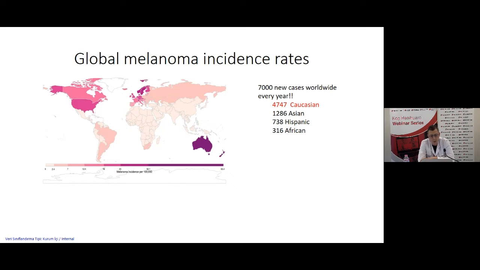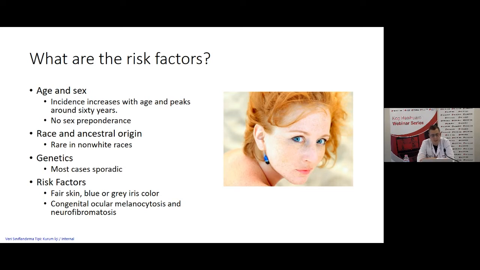So these are the global melanoma incidence rates. Melanomas are the tumors of the people of Western civilization, I may say, because they tend to be more common in Caucasian people. They are less seen in Hispanics and African people. That's because of the color of the skin. And as the age increases, the risk of melanoma also increases, peaking at 60 years of age. And there's no sex predilection. It can be found in women or men.